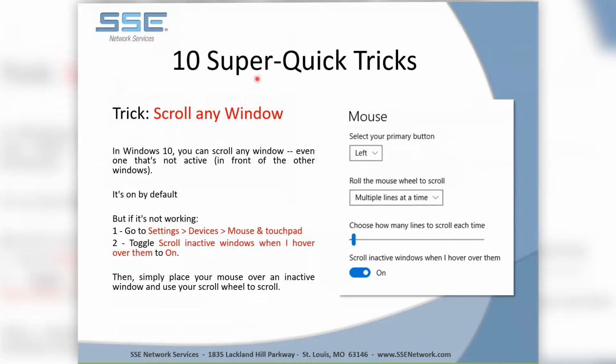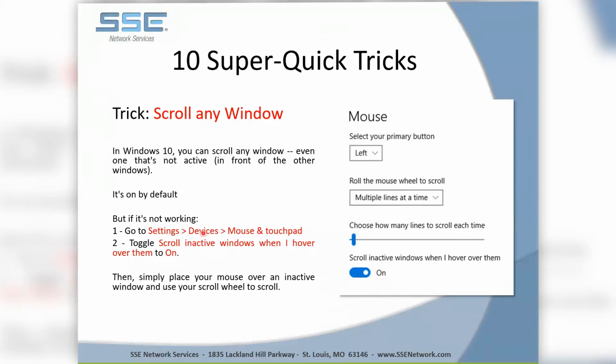If you don't have this available, all you have to do is go into your settings menu. To get to your settings menu, you can hit Windows I. That'll bring up your settings menu. You can go to the home menu in there, go to devices, and select mouse and touchpad. Then if you scroll down, you'll find a little area where you can select "Scroll inactive windows when I hover." If you have this particular feature set, that will allow you to have multiple windows open and scroll within them.